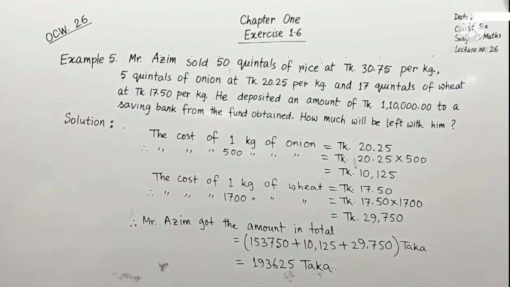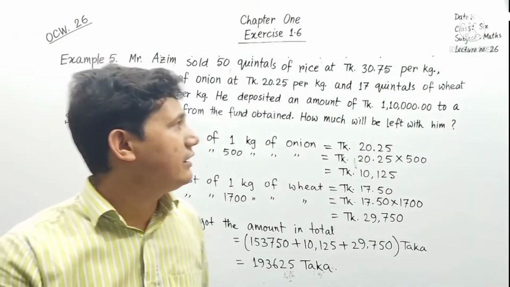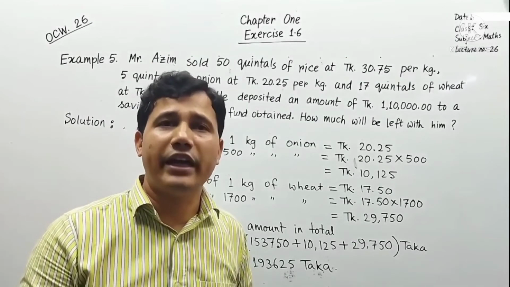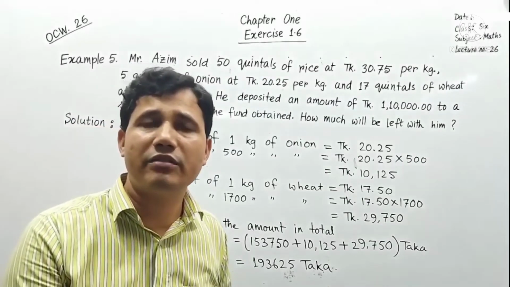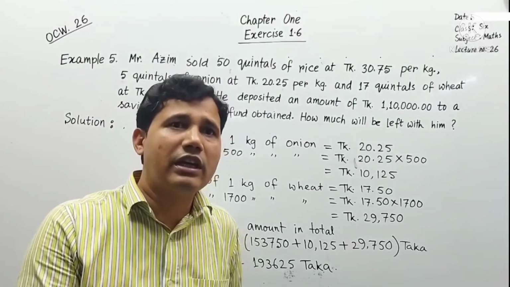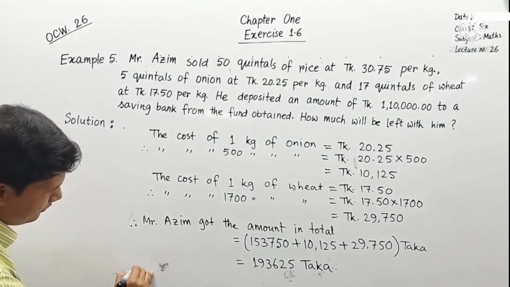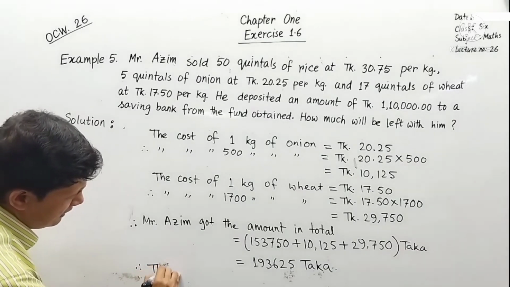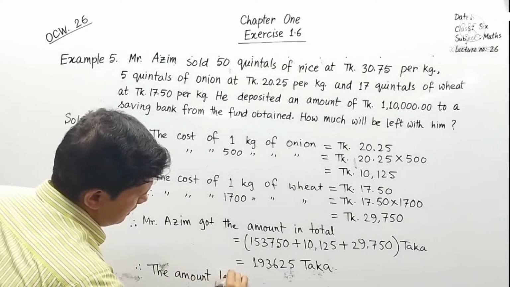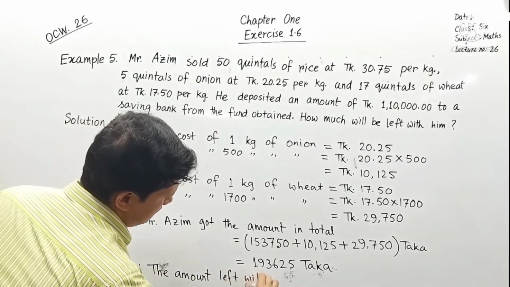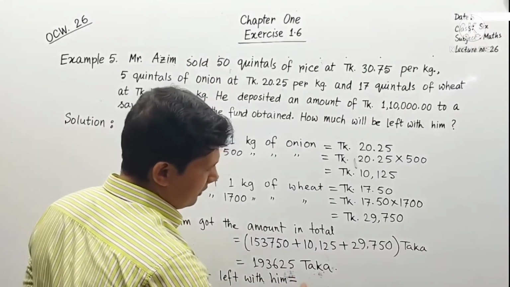From this amount, 1,10,000 taka he has kept in the bank, in the saving bank. So this amount will be subtracted from the total amount. So then the amount left with him. Therefore, the amount left with him is equal to how much?